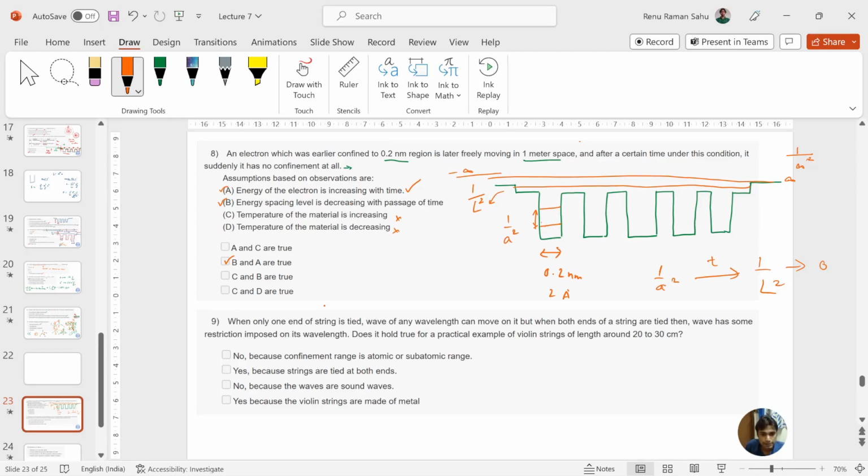Ninth question. When only one end of a string is tied, a wave of any wavelength can move on it, but when both ends of a string are tied, then the wave has more restriction imposed on its wavelength. Does it hold true for a practical example of a violin string of length around 20 to 30 centimeters? A violin string has both ends tied. So yes, because the strings are tied at both ends. Should we say because the violin strings are made of metal? No, it is because of the confinement. The only correct answer is because the strings are tied. That confinement is really necessary.